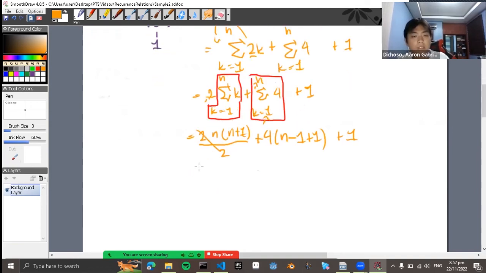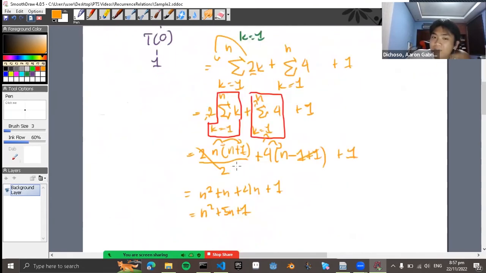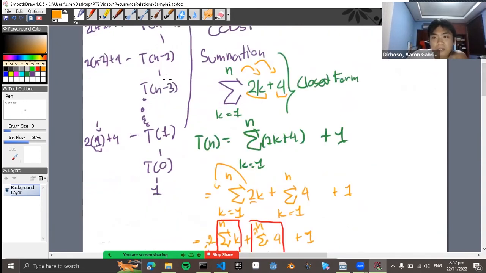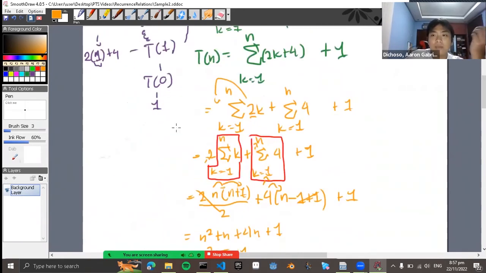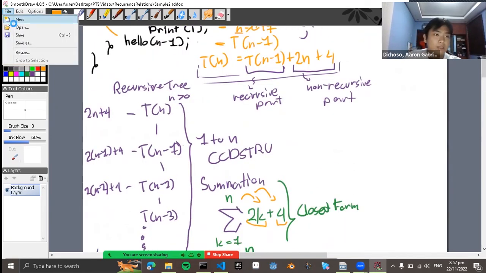Now we just simplify everything, cancel that, cancel those, distribute that. It would get, distribute these, get 2n squared plus n plus 4n plus 1, which is equals to n squared plus 5n plus 1. Whew, diba? But, well, for me, I really like the recursive tree, but yung personal na ginagamit ko is yung substitution method. So let's try it out on another example, yung substitution method.